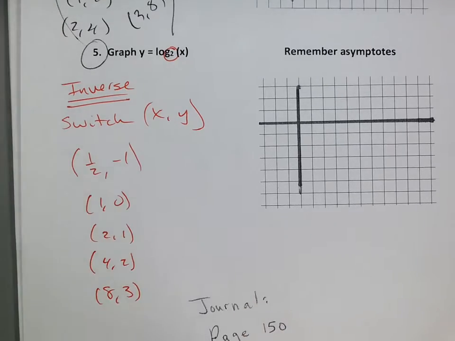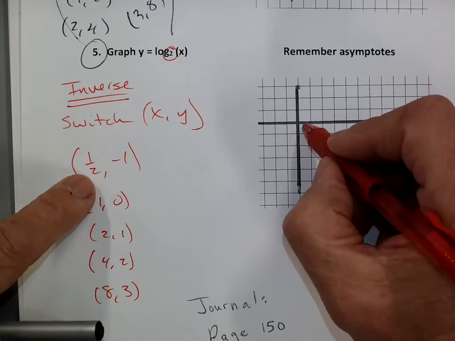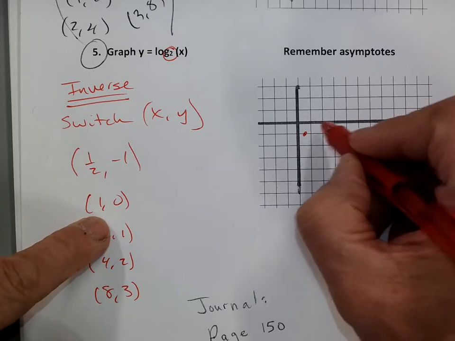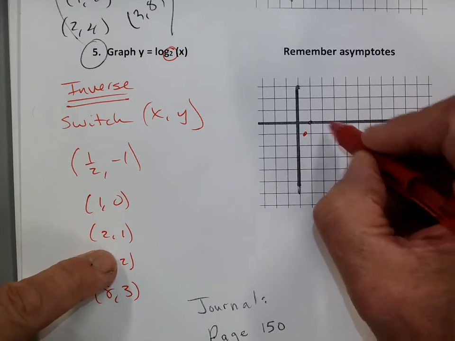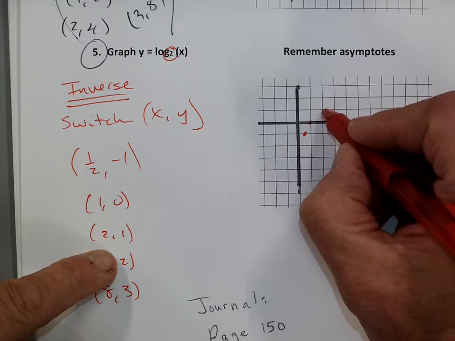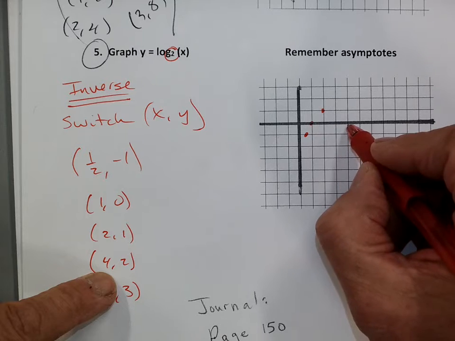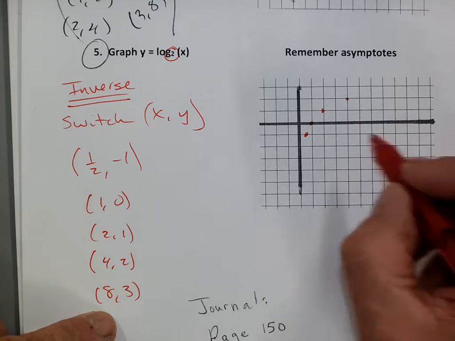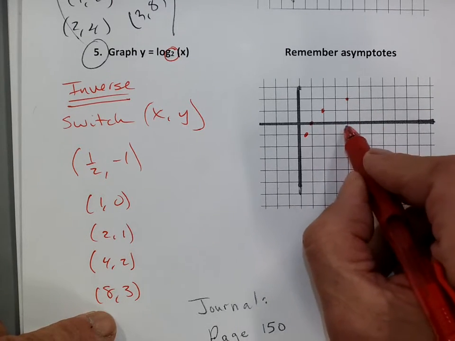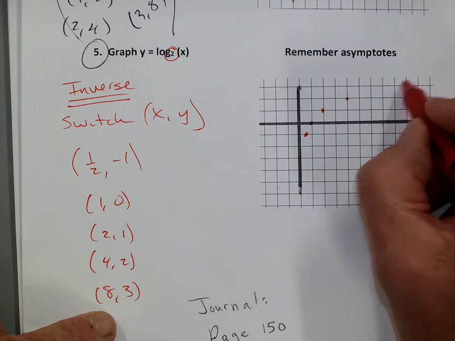Okay, let's see what that graph looks like. This graph is going to look like this: 1/2, -1. 1, 0. 2, 1. 4, 2. 8, 3.